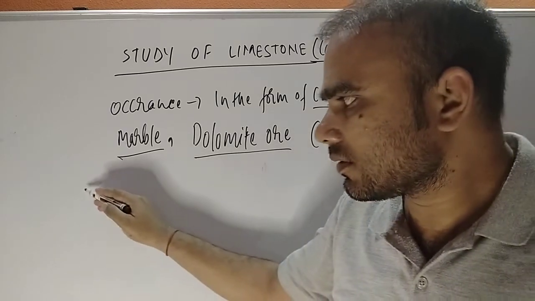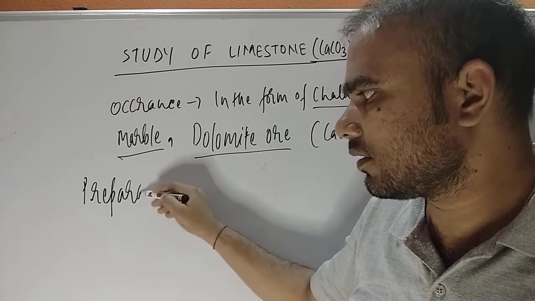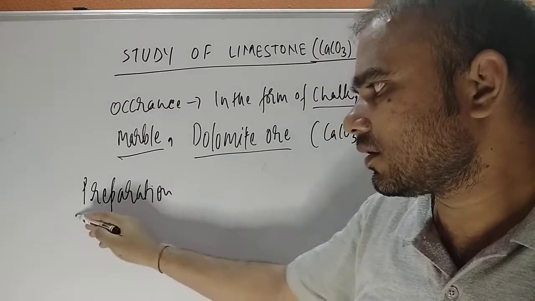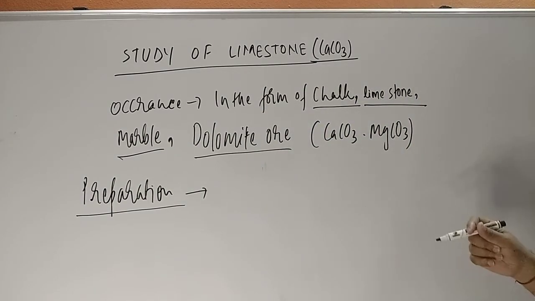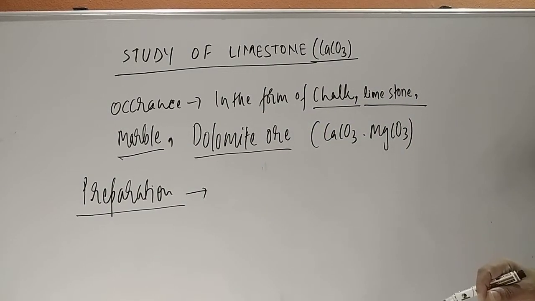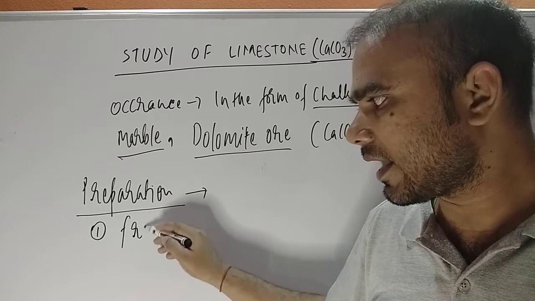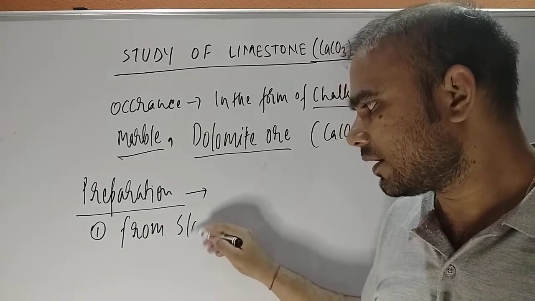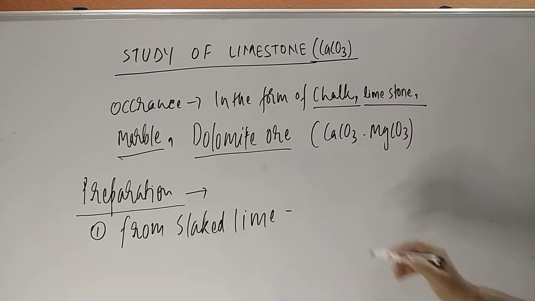Okay, so the next point is preparation. How can we prepare it, student? The main method for the preparation is from slacked lime. From slacked lime we can easily prepare calcium carbonate. So the first point is from slacked lime. Dear student, how will you prepare limestone from slacked lime? Let us have a look.